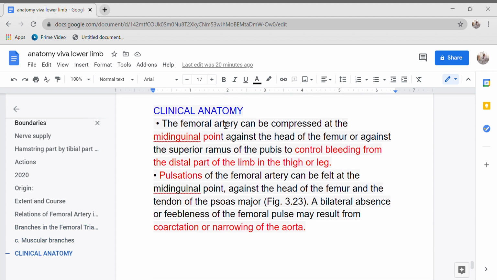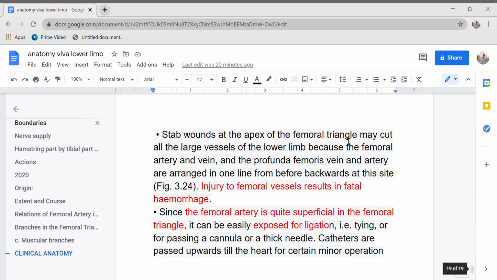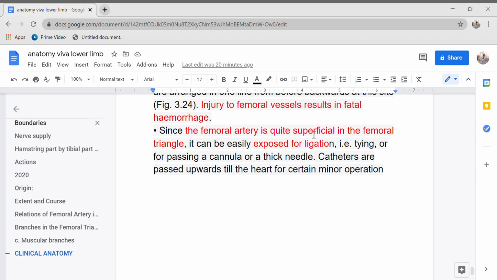Clinically, we have the pulsation against the bone, which is used to control bleeding. The femoral vessels are commonly affected because they are superficial in the femoral triangle, and they can be tied off. Injury to the femoral vessels causes fatal hemorrhage. That comes to the end of the femoral artery.